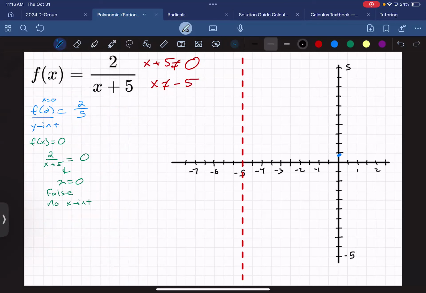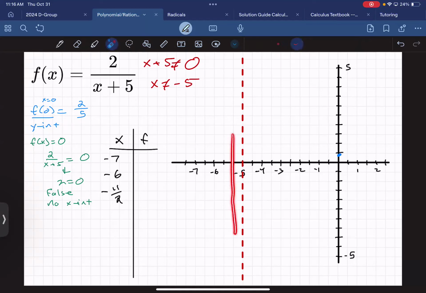But there's going to be two things that do help us with rationals. The first one, as you can see here, is focusing on restrictions. The restrictions is one aspect that's going to help us. Now, as far as plugging in values, I'm going to plug in some numbers that look like this. I'm going to plug in -7, -6, -5.5, or -11/2. I'm putting it as -11/2, but I'm focusing on this value here.